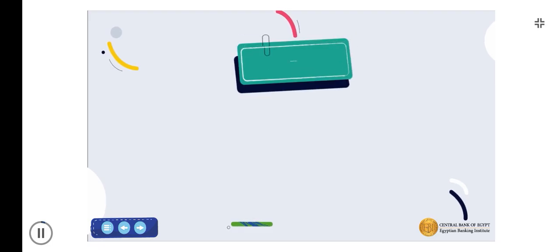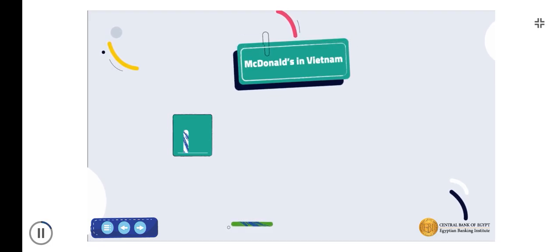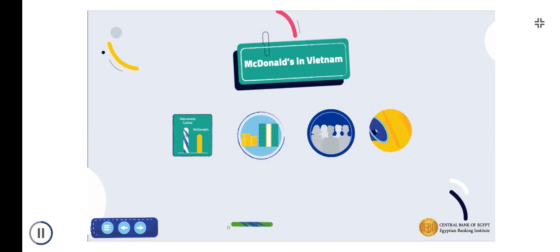The second case is McDonald's in Vietnam. They failed in this market because of factors like the tough competition, a pricing strategy not coping with the culture, and finally political issues that happened after the war.